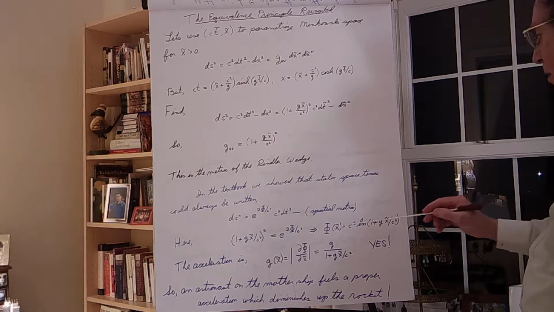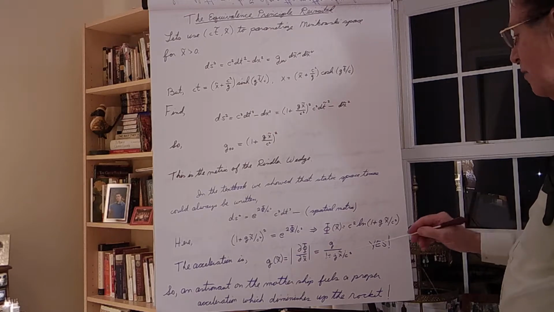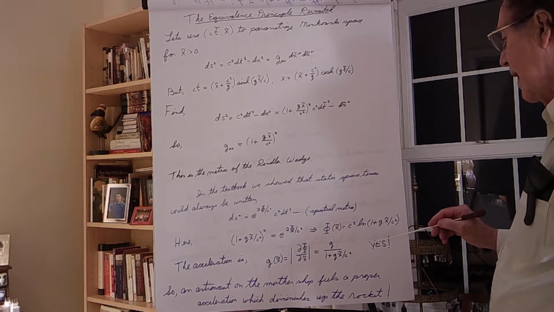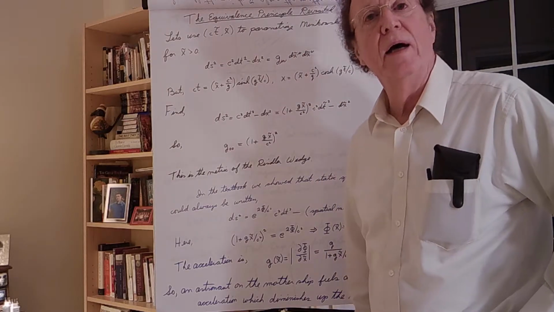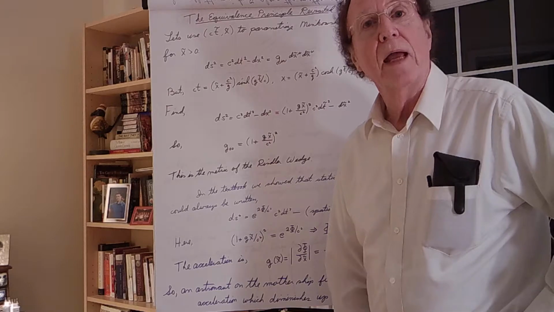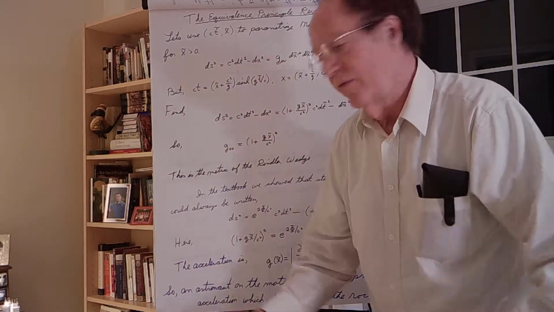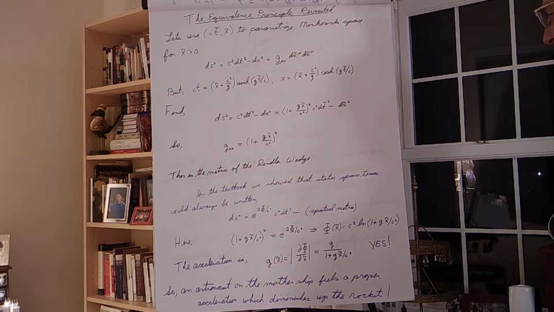And lo and behold, I do that. I take the gradient of this logarithm. I get g over g plus g x tilde over c squared. And that's exactly what I had before, just thinking in terms of my hyperbolas. So we come full turn, we've come back and found that the proper acceleration is given by this formula.